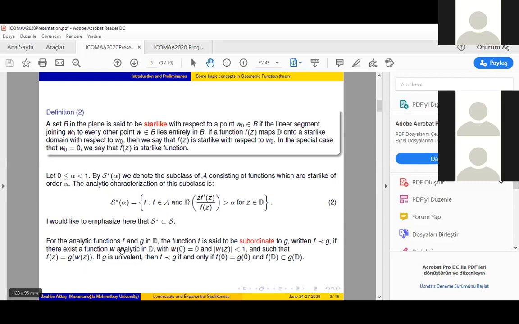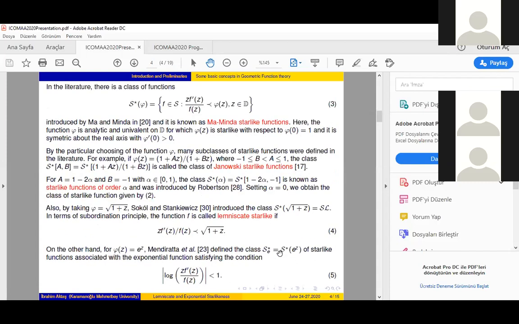For the analytic functions f and g in the unit disk D, the function f is said to be subordinate to function g if there exists a function omega analytic in D with omega(0) equal to 0 and modulus of omega(z) smaller than unit, and such that f(z) equal to g(omega(z)). If g is a univalent function, then f is subordinate to function g if and only if f(0) equal to g(0) and f(D) is a subset of g(D).